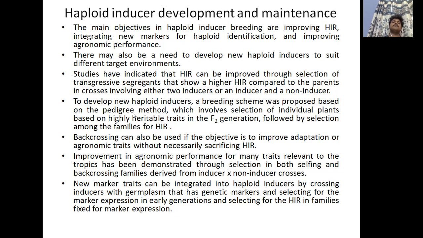Then haploid inducer development and maintenance. The main objectives in haploid inducer breeding are improving HIR, integrating new markers for haploid identification, and improving agronomic performance.